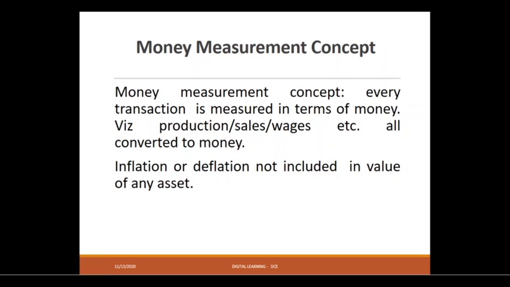Only those transactions which have a monetary value are recorded in the books of accounts. Recording transactions in monetary terms makes the information more meaningful.